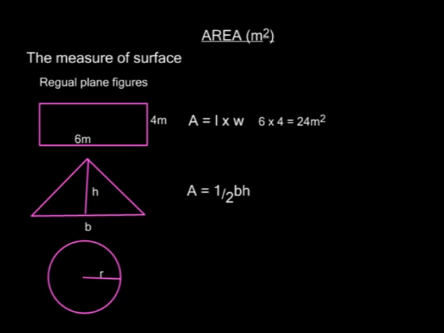For a triangle, area is given by a half base times height. So if I have a triangle there with base 10 and a height of 5 meters, area is a half times 10 times 5, which gives me 25 meters squared. A circle of radius 7 centimeters, area of a circle is given by pi r squared. So I shall have pi times 7 squared, which gives me 154 meters squared, and so forth and so forth.